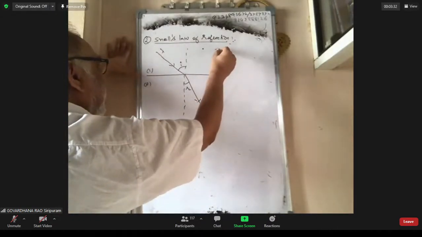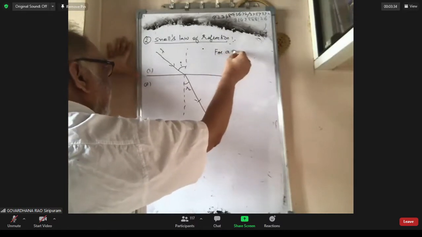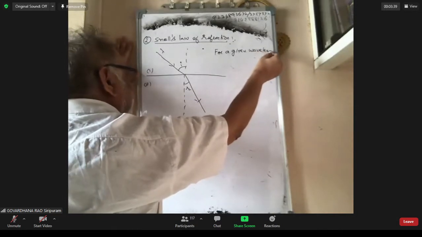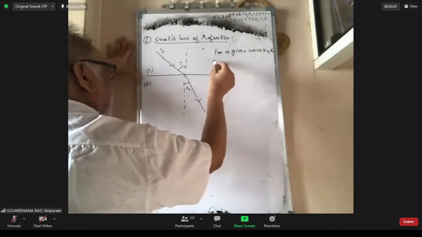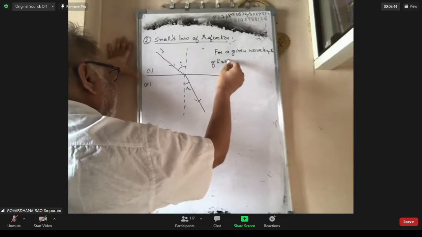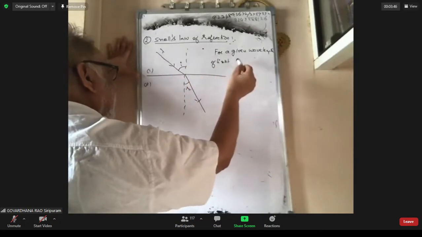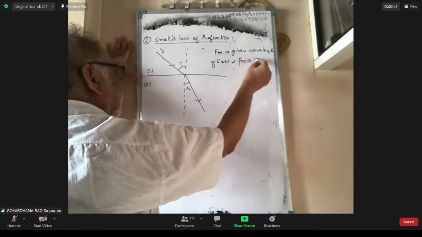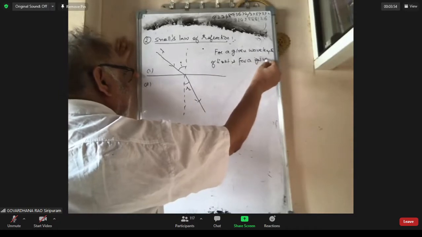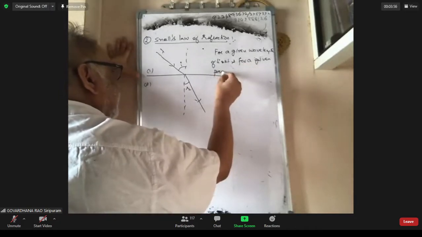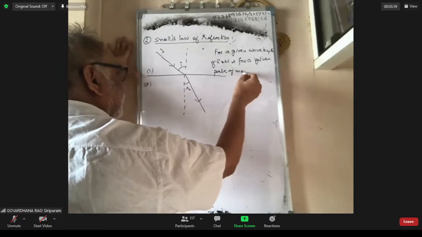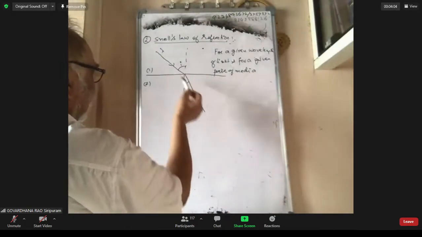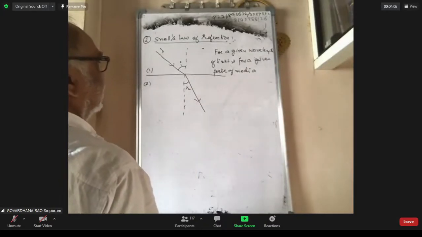What I wanted to do for a given wavelength of light, and for a given pair of media, for a given wavelength of light and for a given pair of media.